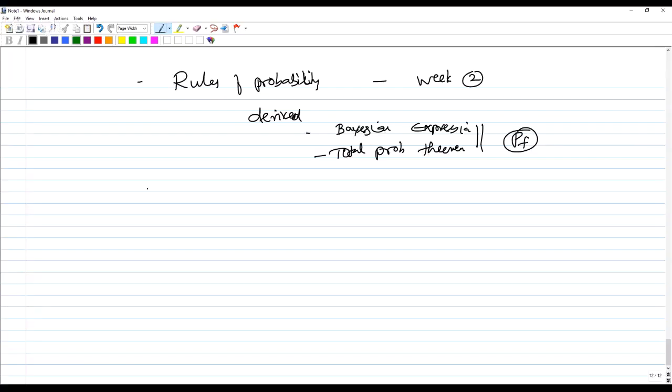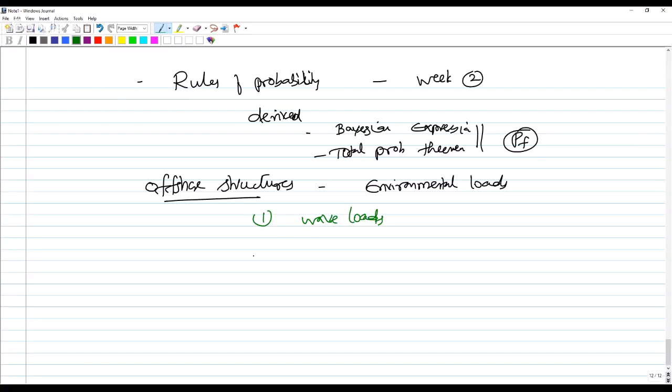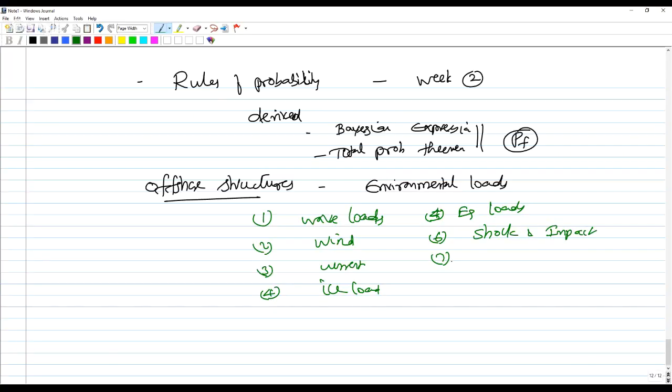Now, when we talk about offshore structures, they have one more speciality which is highly complicated. Offshore structures are attracted by different environmental loads. I can state a few examples of these loads. One, loads can arise from waves. They can also arise from wind, due to current, due to ice loads, and due to earthquake loads. They can also be due to shock and impact, marine growth, and dead loads and live loads.